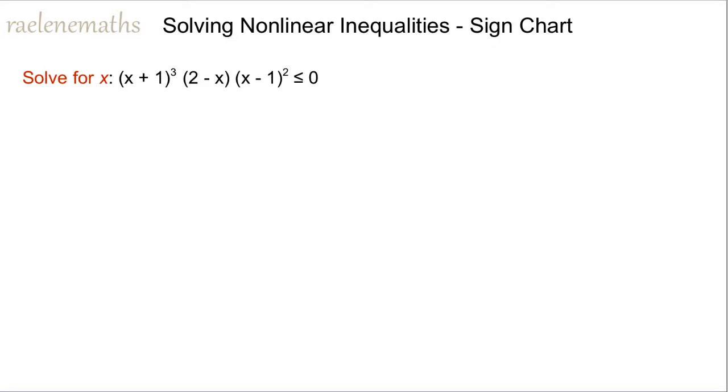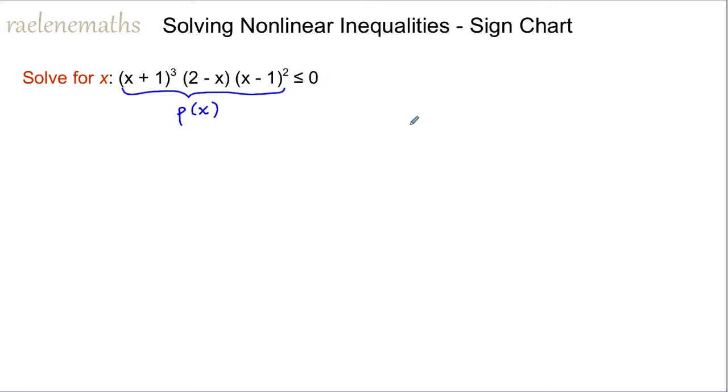In this video I will solve a nonlinear inequality using a sign chart. Here I have a polynomial function in fully factored form, and I want to solve for the values of x that make that polynomial, let's call it p of x, less than or equal to 0.